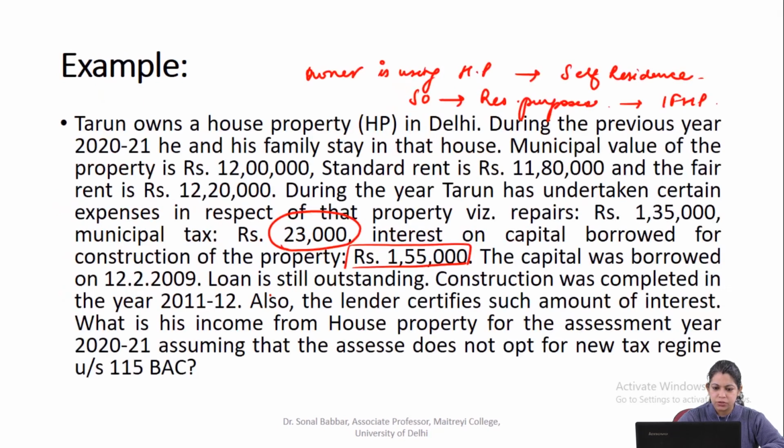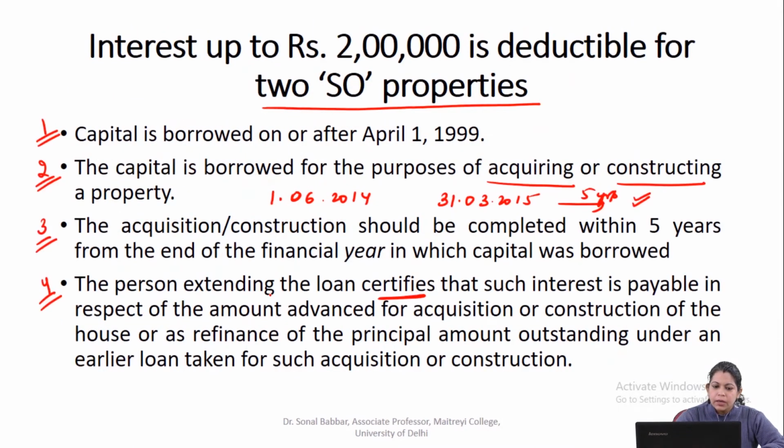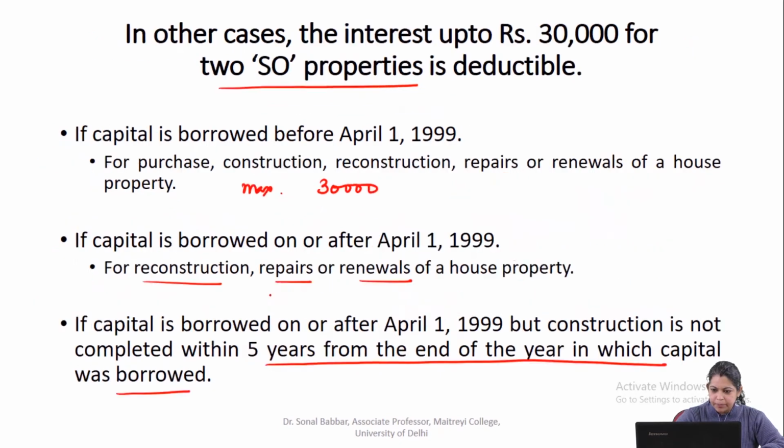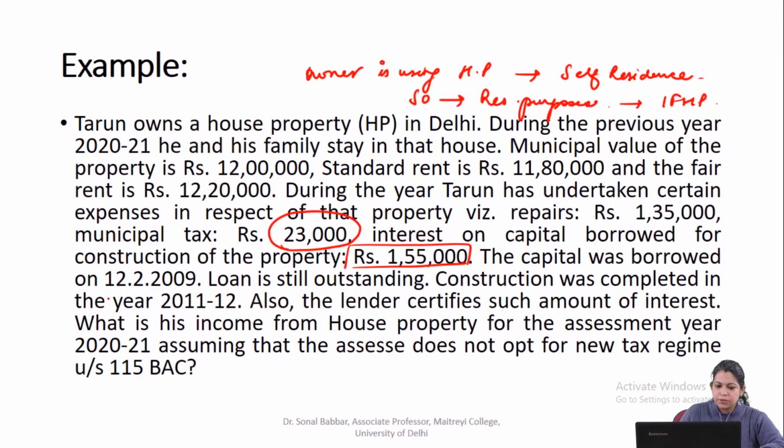Let's go back to the conditions. It says capital must be borrowed on or after April 1, 1999. Yes, the capital is borrowed after April 1, 1999. The capital was borrowed on 12th February 2009. Second, the loan or the capital must have been borrowed for acquisition or construction of the property. So it says interest on capital borrowed for construction of the property. Condition number 2 is also satisfied.